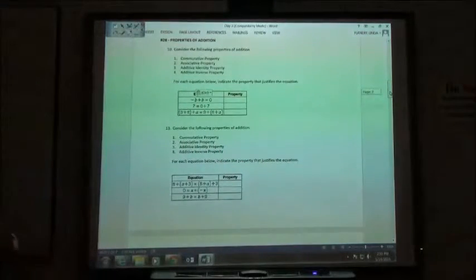Number 10 says the properties of addition. We have 4 properties of addition. The first one is our commutative property.